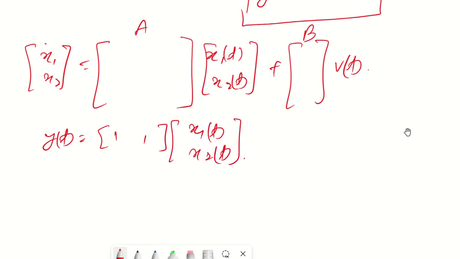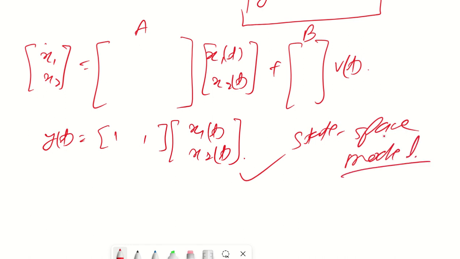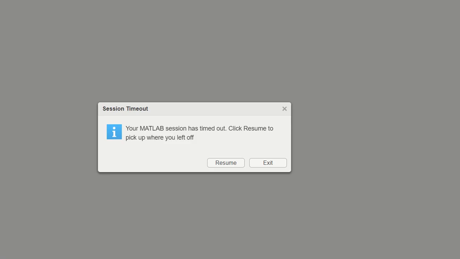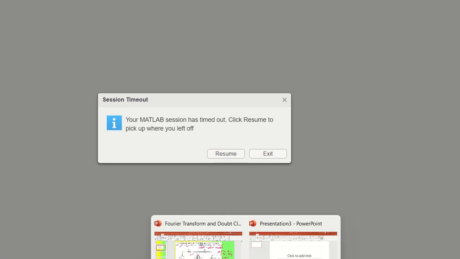So hope you now have a good understanding of this complete representation of the state space model of the given electrical circuit, okay? So this was the circuit solution in terms of the state space model, how to identify the state variable matrix, the input matrix, the output matrix, all these things. So hope you have a good understanding now, okay?